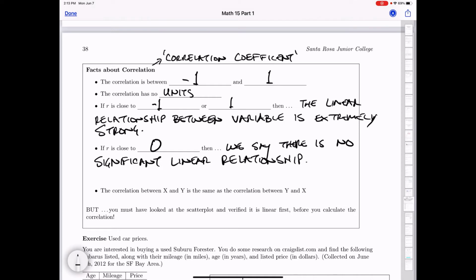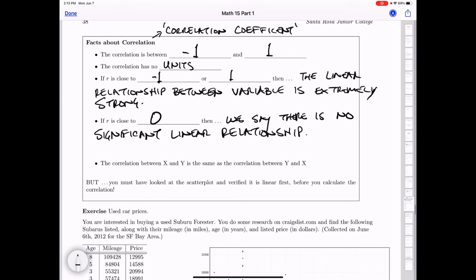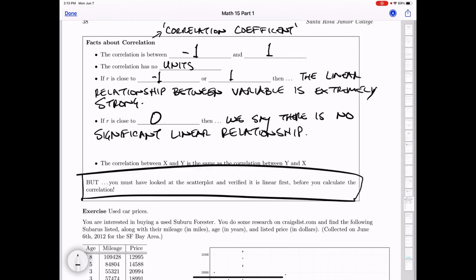And the correlation between variables x and y is actually going to be equal to the correlation between y and x. So it doesn't matter which variable you assign the horizontal axis and which one's the vertical. It will not change the value of the correlation if you switch them around. But as I mentioned at the end of the first video, you must have looked at the scatter plot first and verified it looks linear before you calculate the correlation. Otherwise, the value of the correlation can be very misleading if you don't see what the data looks like. We'll look at some examples that maybe illustrate this.